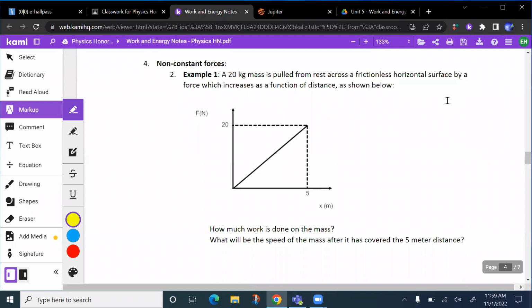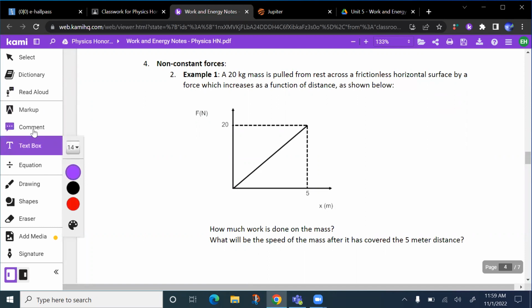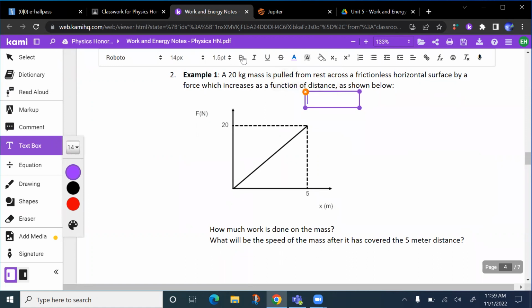Part 4, non-constant forces. Now, non-constant forces are usually dealt with in terms of what are called force distance diagrams. Okay, now something to consider, let's type this in together. The work is the area under a force versus distance graph. So let's take a look at this example.